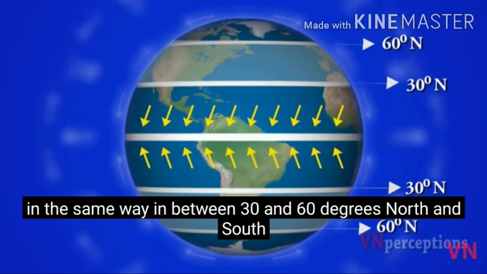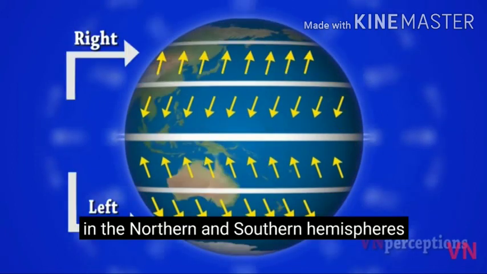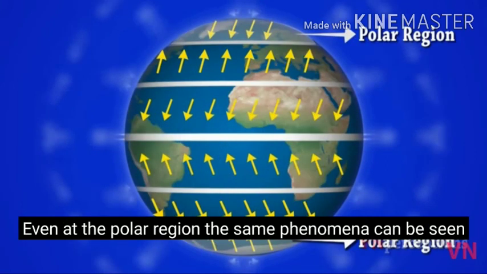In the same way, in between 30 degrees and 60 degrees north and south, the wind bends towards the right and left in the northern and southern hemispheres. Even at the polar regions, the same phenomenon can be seen. So, this is all about the pressure belts.